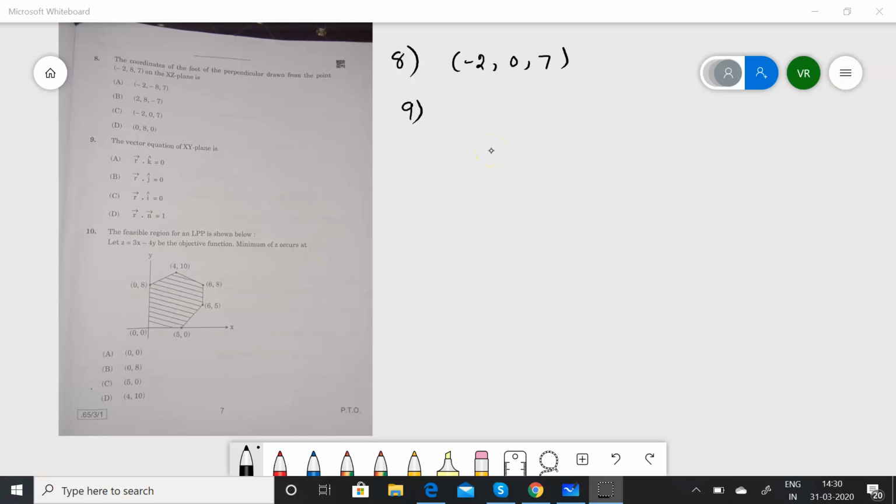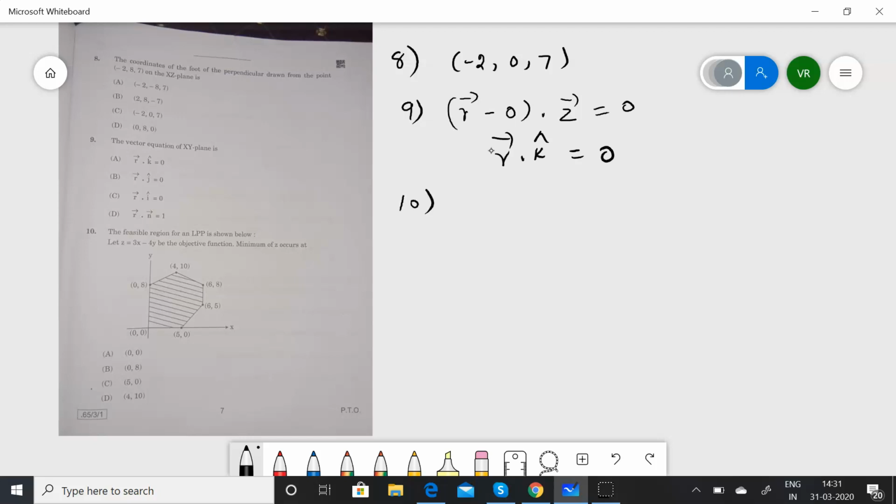Question number 9. The vector equation of the xy plane is. Now we know for the xy plane we can write the equation of the plane as r vector minus 0 dot z vector is equal to 0. Now you know the unit vector corresponding to z vector is k. So it is now going to be r vector dot k cap is equal to 0. Hence option A is correct.